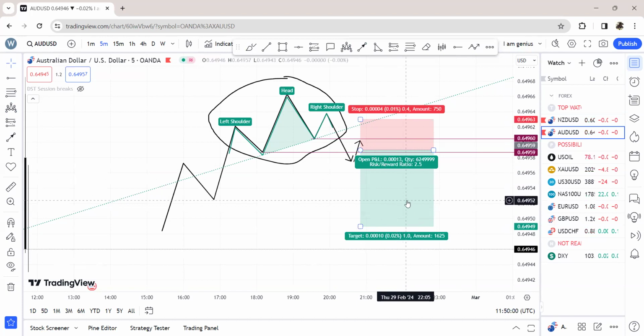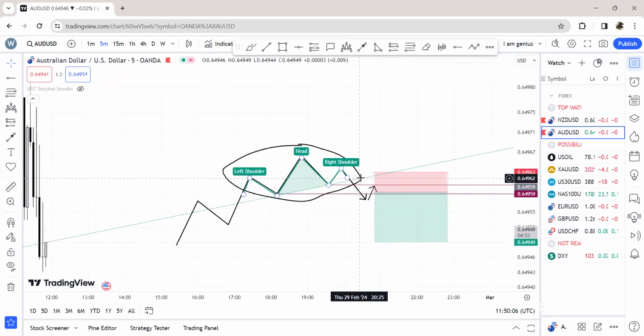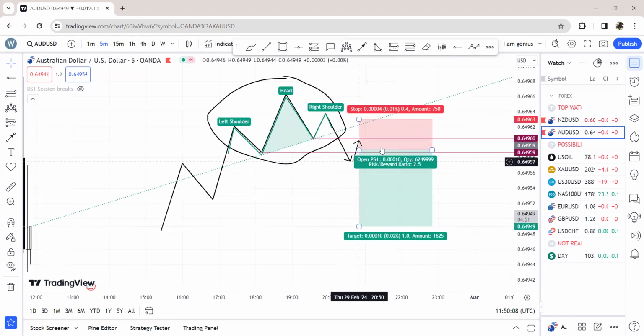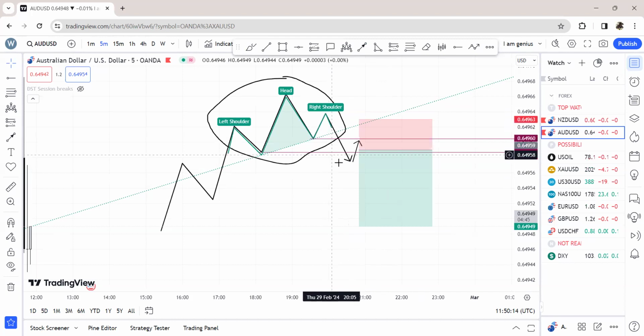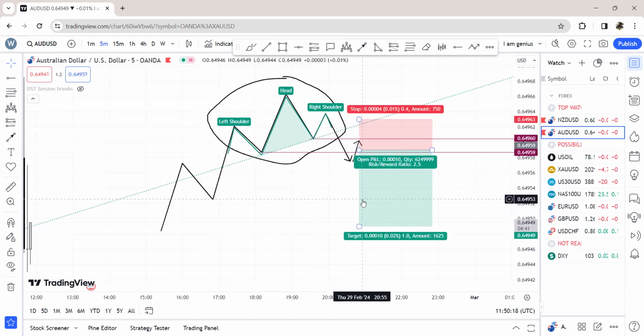And this is a 2.5 risk to reward ratio, which is not bad. So you want to put your stop loss right above that, because you know if it breaks these two levels, it means it has started forming an uptrend here. But overall, we can say this is a downtrend.